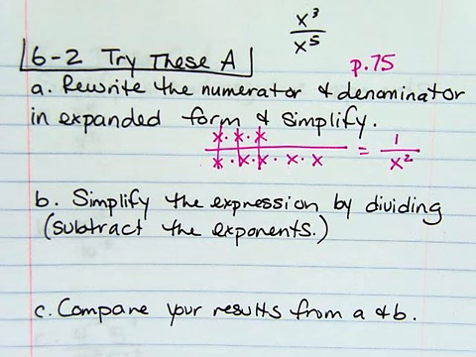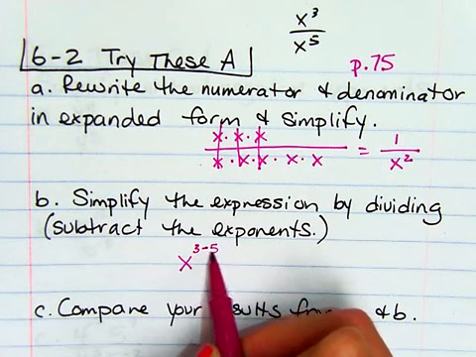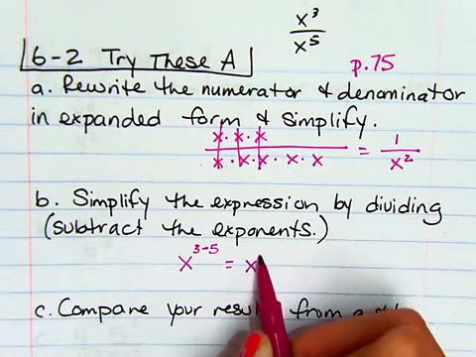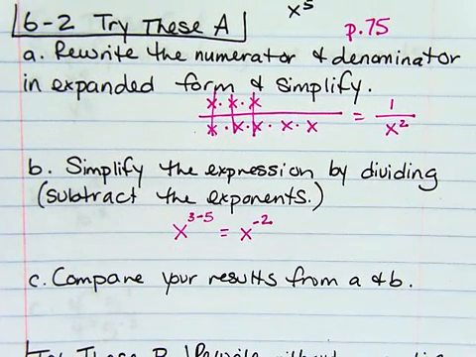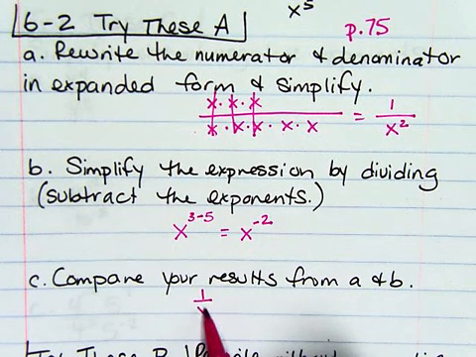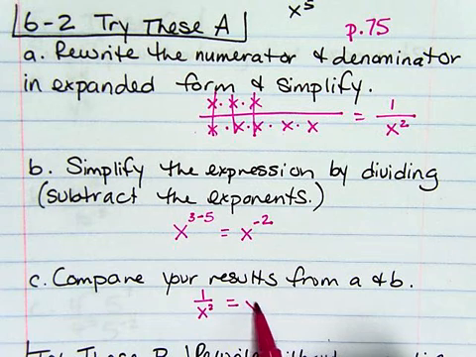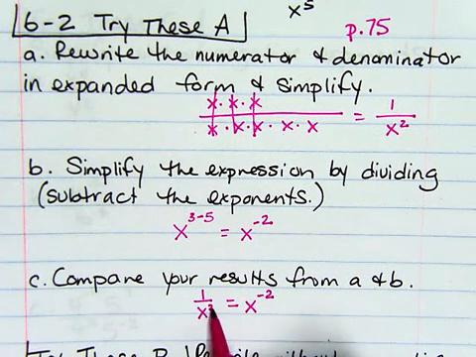B says simplify the expression by dividing, or what that means is subtract the exponents. So if I do the numerator exponent subtract the denominator exponent, that gives me x to the negative 2 power. And then it says compare our results, which we did a problem very similar to this in class, but it had an actual number. This one has a variable instead. So when I compare them, 1 over x squared is actually equal to x to the negative 2. Both of them are forms of a reciprocal.